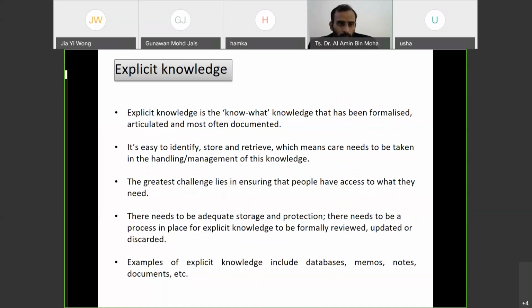So explicit knowledge is the know-what knowledge that has been formalized, articulated, and most often documented. So this, I would say, is the next level of the tacit just now. It means that you know it works, and then it's formalized, articulated, and most often documented. So this is when you already have it established.